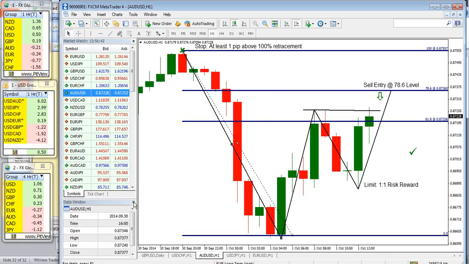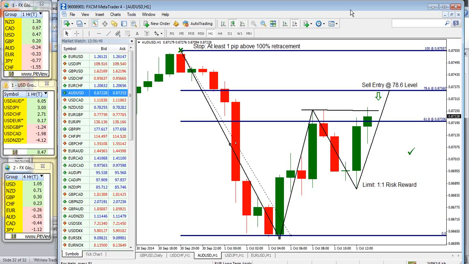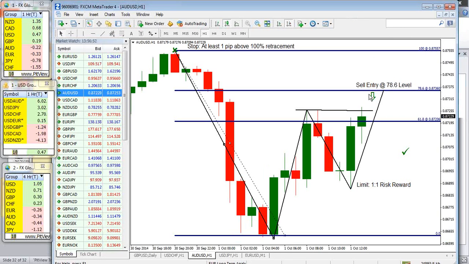No, I never BS with people. If I'm looking to place a trade, I'll put it in. I do a lot of live trading with my students, but I still need to wait for it to get a little bit closer to that 78.6 level.